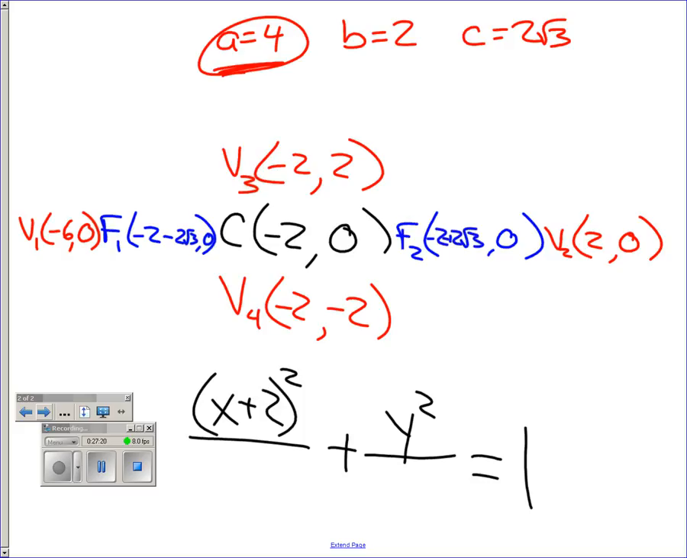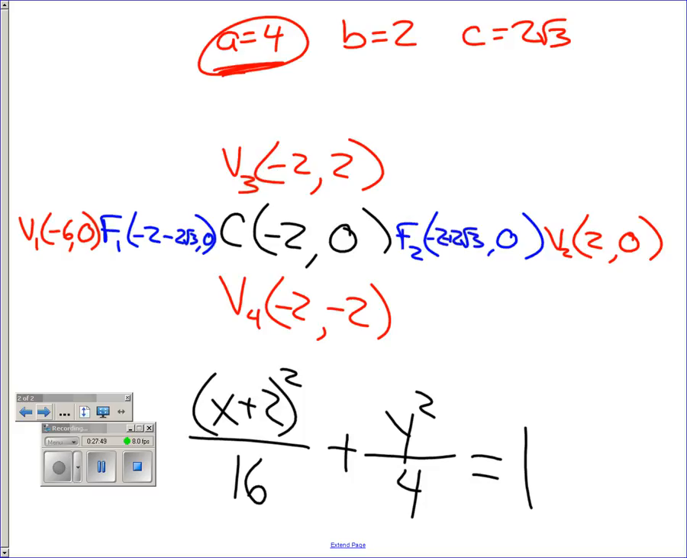What you'll see for the answer in the back of the textbook, they're not going to leave it as 4 squared. They're going to put 16 right here, and then underneath the y, that's our minor axis now. That's going to be the 2 squared or the 4. And so here is our standard form for this ellipse: (x plus 2) squared over 16 plus y squared over 4 is equal to 1.